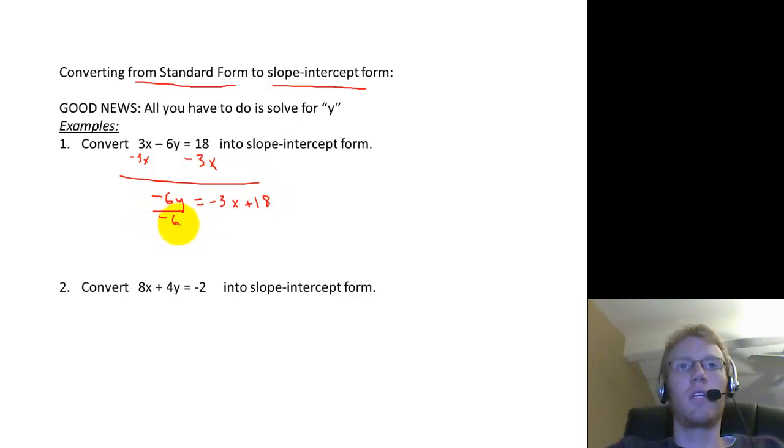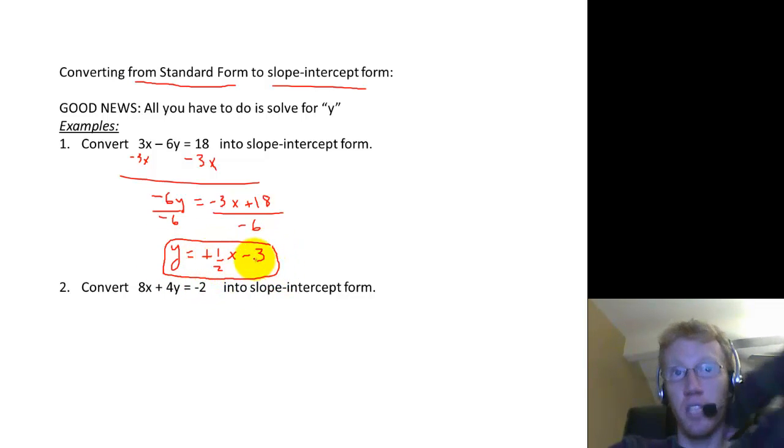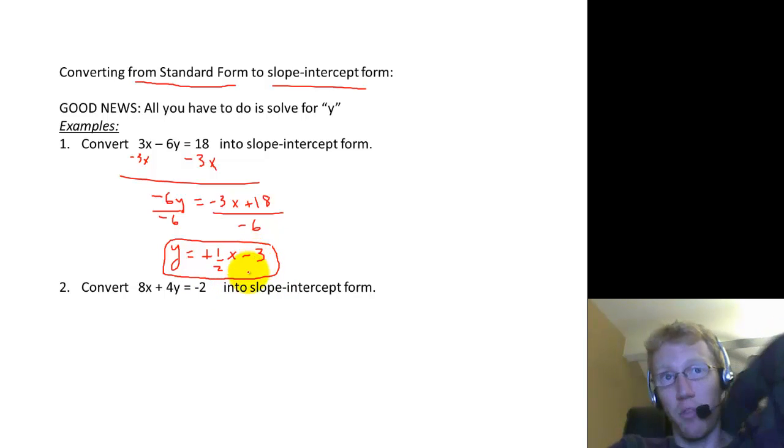and then you could divide everything by negative 6, and you get y equals negative 3x over negative 6, which is positive 1/2 x. Positive 18 divided by negative 6 is negative 3. So what is the slope? The slope is positive 1/2. What is the y-intercept? The y-intercept is negative 3.